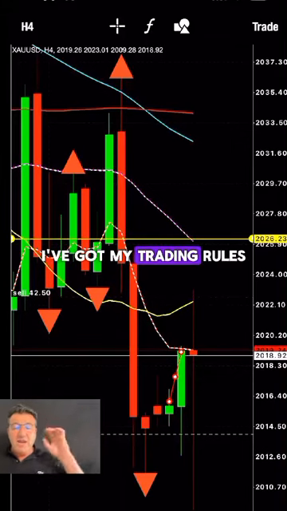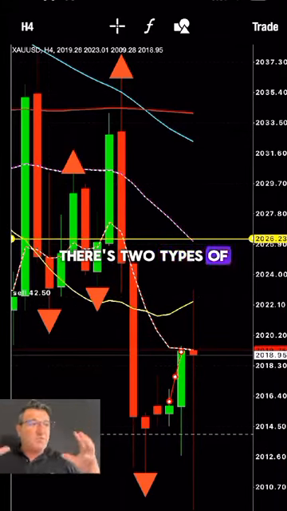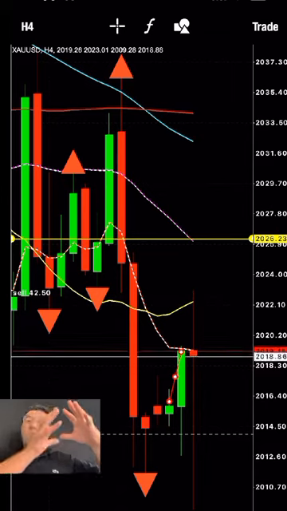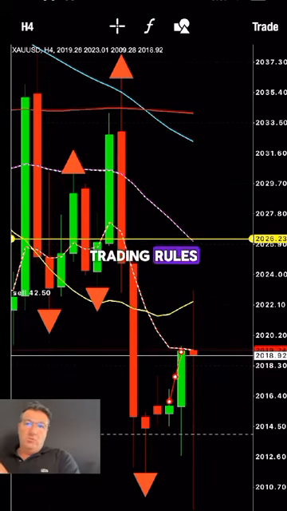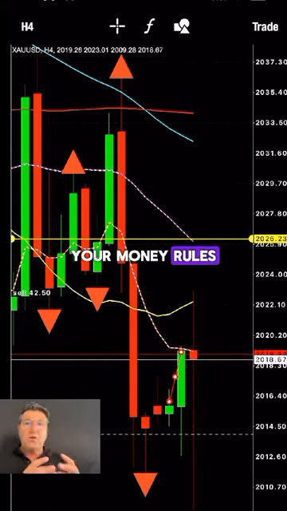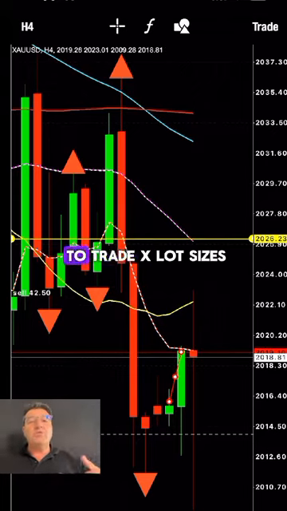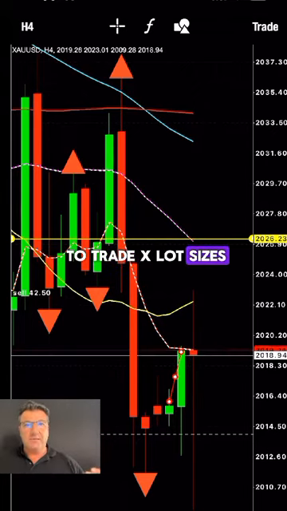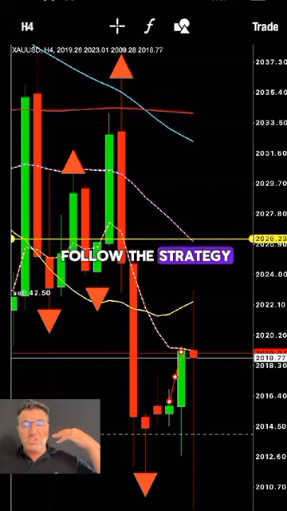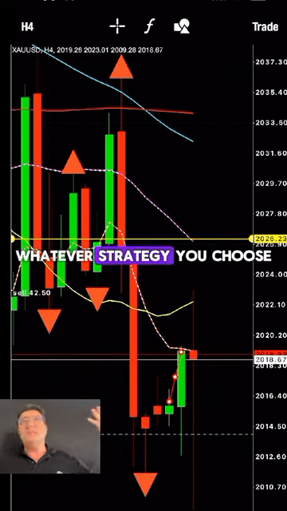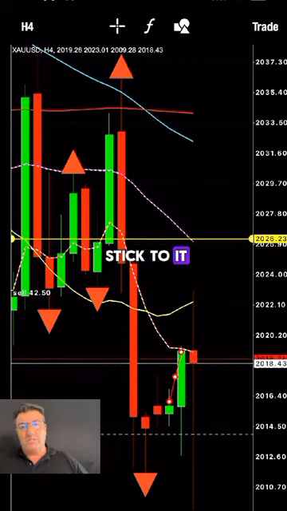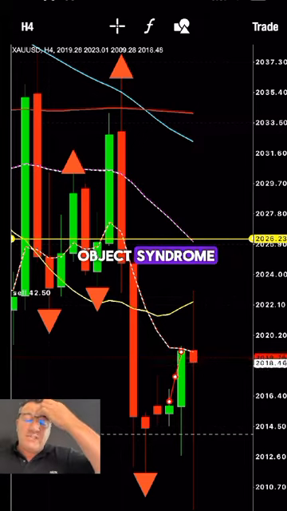I've got my trading rules. There's two types of trading rules. Money rules, trading rules. Your money rules are you're only going to trade X lot sizes and you're going to follow the strategy. Whatever strategy you choose, but you need to stick to it. You can't have shiny object syndrome.